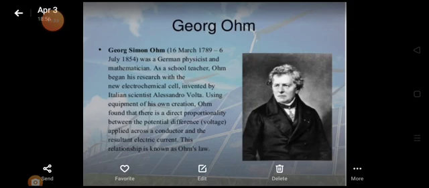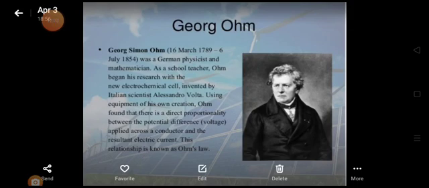George Simon Ohm. Now, George Simon Ohm was a German physicist and mathematician. As a school teacher, Ohm began his research with the new electrochemical cell invented by Italian scientist Alessandro Volta. Using equipment of his own creation, Ohm found that there is a direct proportionality between the potential difference applied across a conductor and the resultant electric current. This relationship is known as Ohm's law.